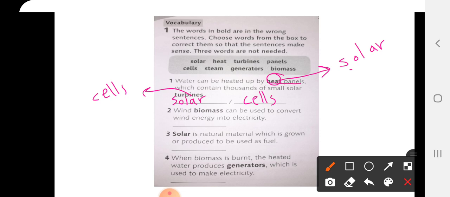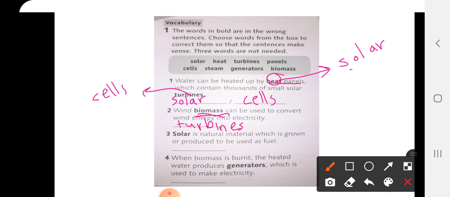Wind biomass can be used to convert wind energy into electricity. Is it correct to say wind biomass? No. What do we say? We say what? Wind turbines. Wind turbines, okay? So it's what? Turbines. Clear?